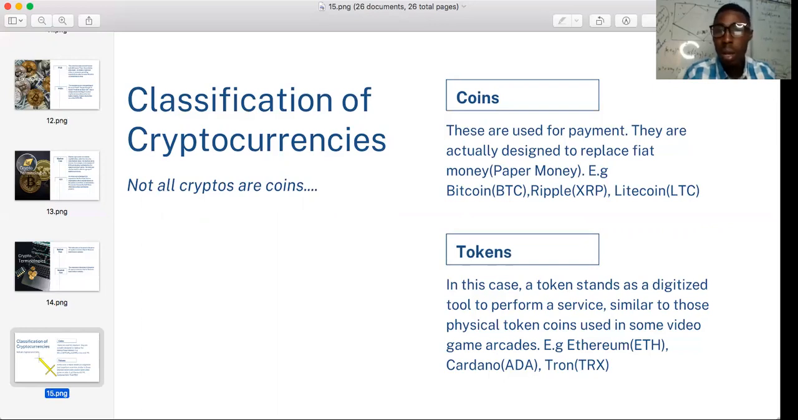Now there is the second classification, known as token. In this case, a token stands as a digital tool for performing a service, similar to the physical token coins used in some arcades and games.